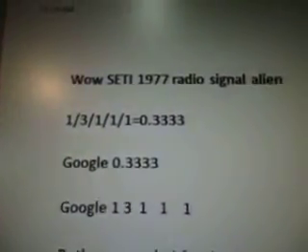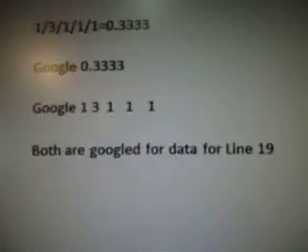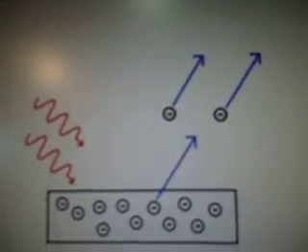So here's the Wow Seti alien radio signal. There's the equation, and there's the answers to it. So I Googled those 2 answers to find these keywords, okay? So I'm going to Google photoelectric emission from line 19A, 6A. We covered that in the first video, and now we're going to the second one to find out what it means. So this is what came up for the graph.